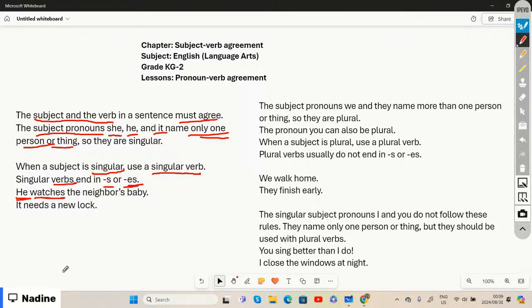All right. So we say he watches the neighbor's baby, which means that watches is our verb that agrees with the subject he, because he refers to one person. So which means that our verb will end with an s or es. So well done.